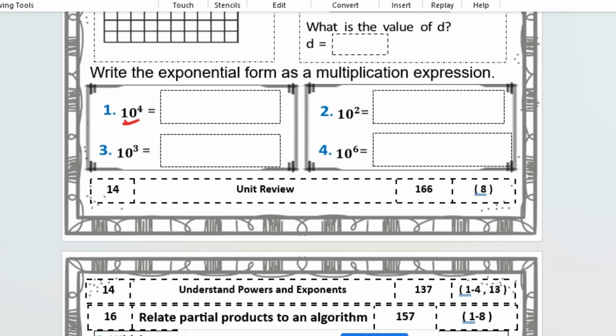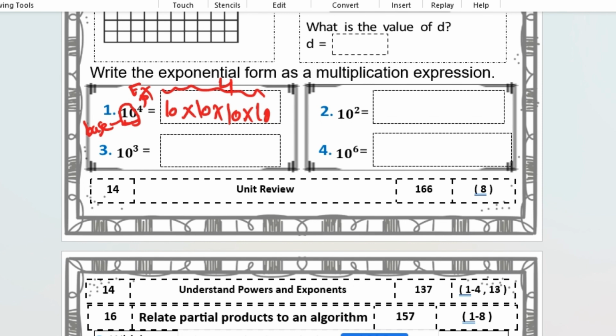So we have 10 to the power of 4. We know that 10 to the power of 4 equals 10 times 10 times 10 times 10. So this should be how many times? 4 times. So this number, which is 10, is called the base, and this is called the exponent. The base is the number that we multiply, and the exponent is the number of copies, or the number of times we multiply. So 10 to the power of 4 is 10 multiplied by itself 4 times.